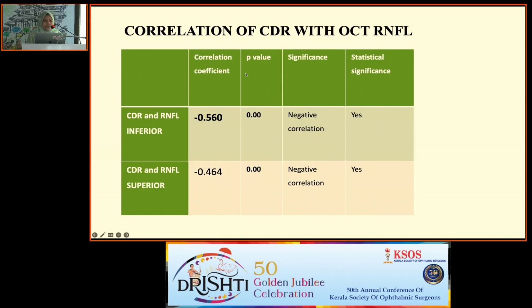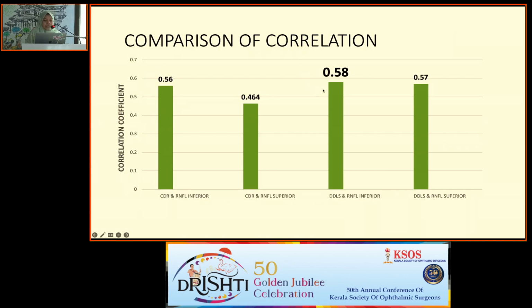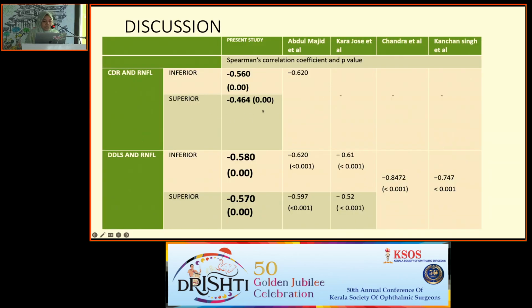Now, correlation values. After correlation, we have a moderate negative significant correlation between CDR and RNFL inferior of minus 0.560, and with RNFL superior minus 0.464. With DDLS, there is a moderate negative significant correlation of minus 0.580 with RNFL inferior and minus 0.570 with RNFL superior. On comparing, DDLS with RNFL inferior has the highest correlation value, and CDR with RNFL superior has the least correlation value, although it is significant. These are the values obtained in similar studies, and the values were comparable with our study.